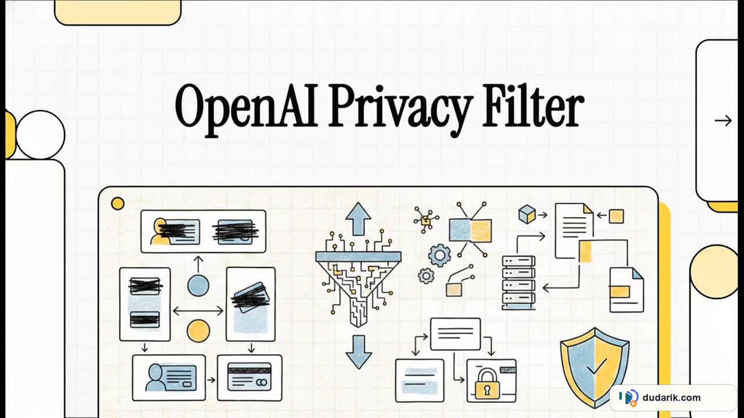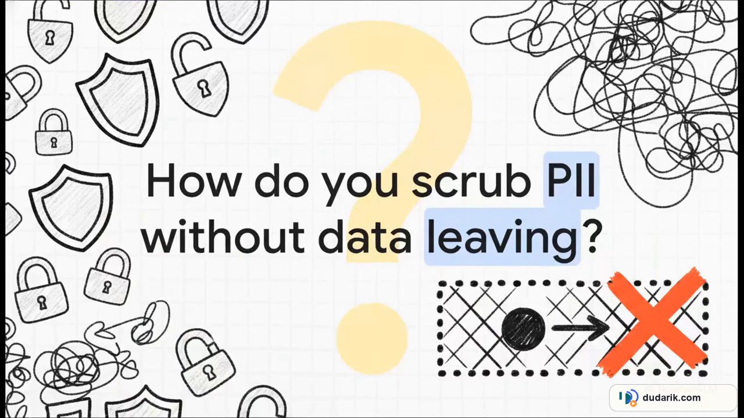you handle data sanitization. So, before we get into the heavy tech, let's talk about the real dilemma here. How you actually scrub personally identifiable information, PII, without your data ever leaving the building. If you've built a RAG pipeline, you know this developer's nightmare all too well. You have all this unstructured text, and before it hits a vector database or some external API, you absolutely have to sanitize it. Because the second sensitive data leaves your secure environment, bam, it becomes a massive compliance liability.